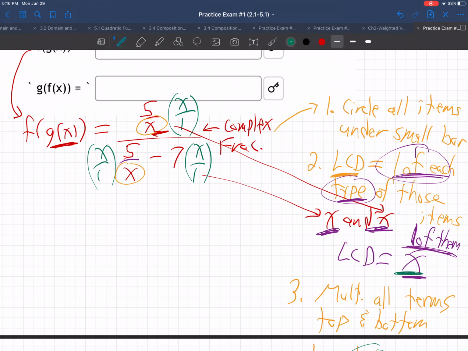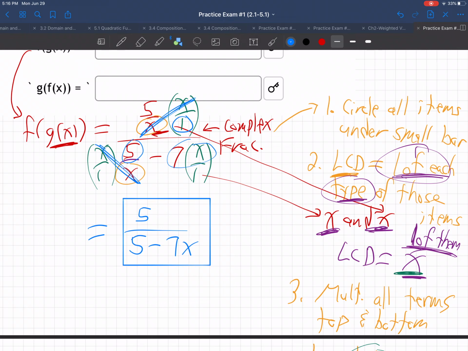Okay, now, why are we doing all that? Well, because we can cancel. See how these will cancel now? And these will cancel. So what are we left with? Only 5 on the top. 5 over 1, that's just 5. On the bottom, just 5 here, minus, and 7x. And that's our answer.